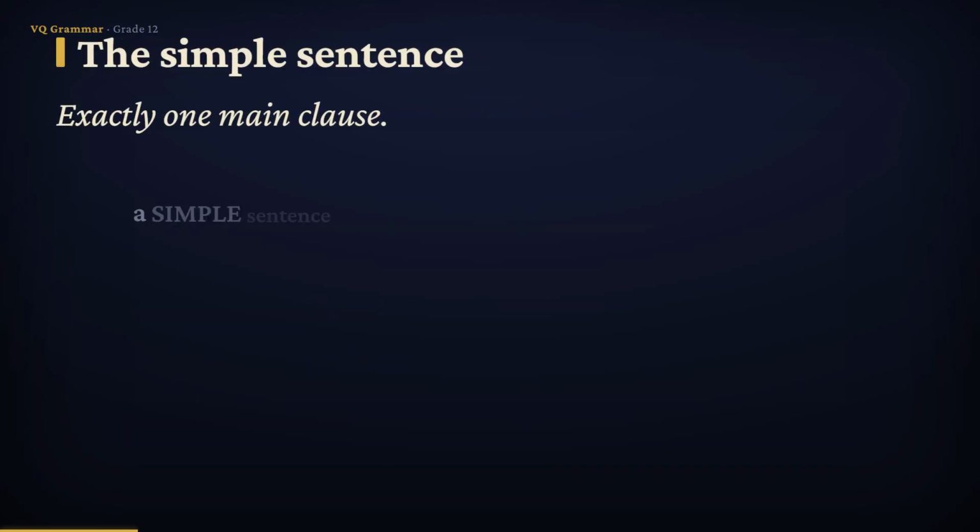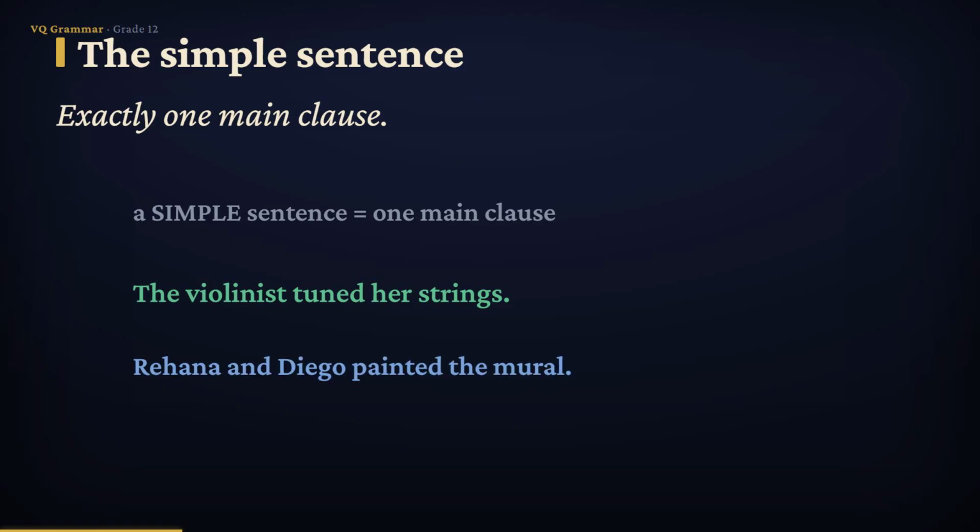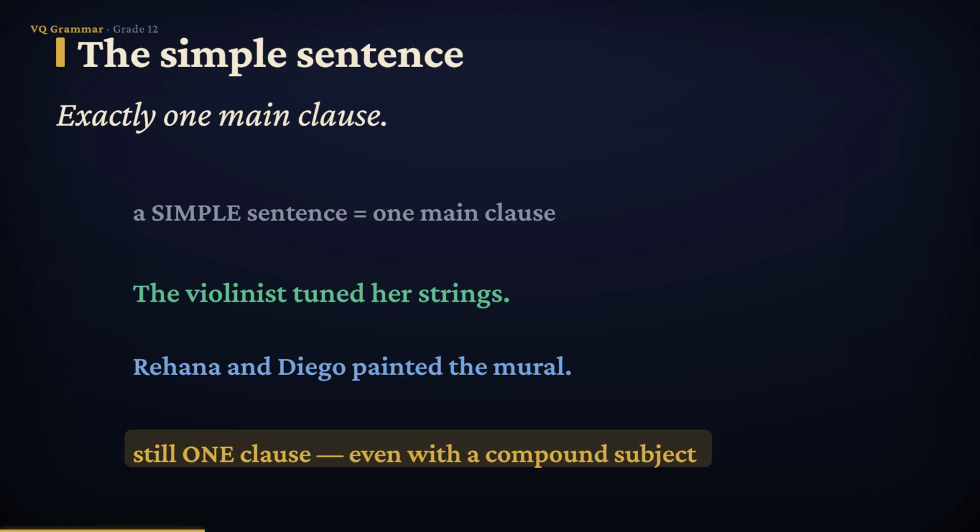Now the easy one. A simple sentence has exactly one main clause, one subject and one predicate that together make a complete thought. "The violinist tuned her strings." One subject, one verb, done. But here's the part students miss. A simple sentence can still be pretty full. Look at "Rihanna and Diego painted the mural." That has two people in the subject, but it's still one main clause, one predicate they share. A compound subject, or even a compound verb, does not make the sentence compound. It's still just one clause.